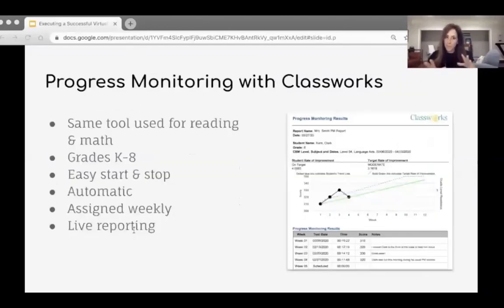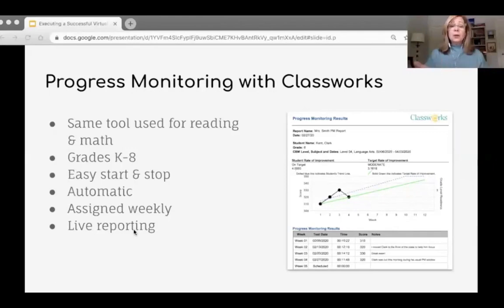For example, at Classworks, progress monitoring is set up for maximum ease for both teachers and students. The same progress monitoring tool is used for both reading and math and spans grades K to 8. The teacher simply starts the progress monitoring and the probe automatically appears for the student each week to complete, no matter where learning is happening. And you know, one of the things that we heard last spring was that Classworks Progress Monitoring offered a simple weekly measure that allowed both teachers and students to maintain consistency while the world was being anything but consistent.